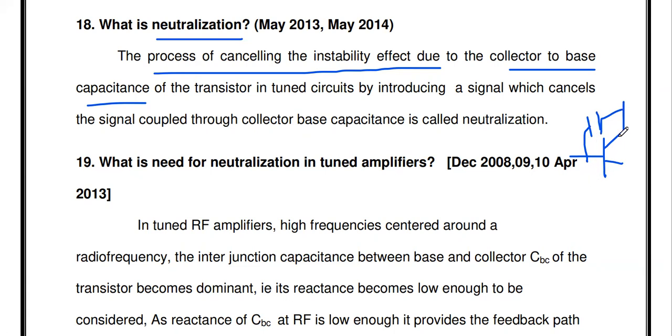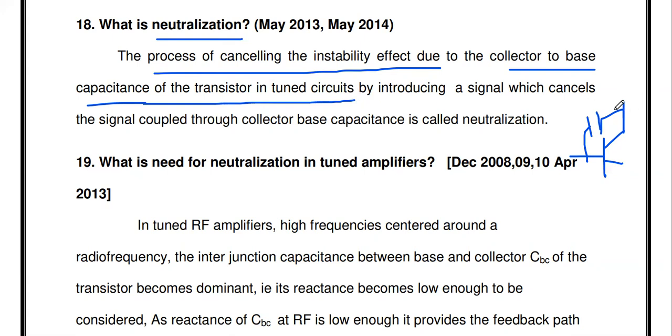Oscillator means it will generate its own waveform instead of amplifying our given input signal. That is called instability. So the process of neutralization is nothing but the process of cancelling the instability produced in a tuned amplifier, the instability due to the collector to base capacitance of the transistor in the tuned circuit.